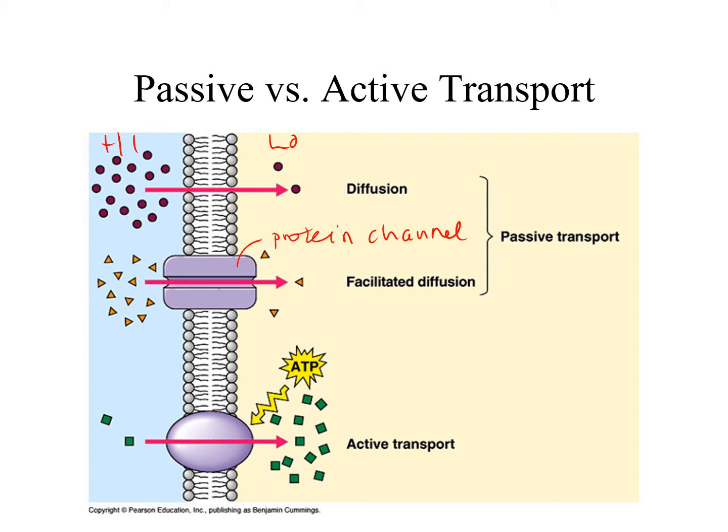By contrast, active transport uses ATP, whereas passive transport does not require ATP. Also, we move our molecules from low to high concentration in this example here, which is solute pumping, and ATP is required to move those molecules against their concentration gradient.